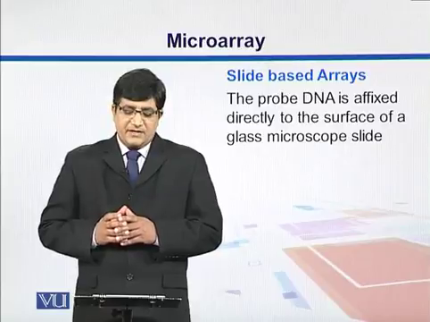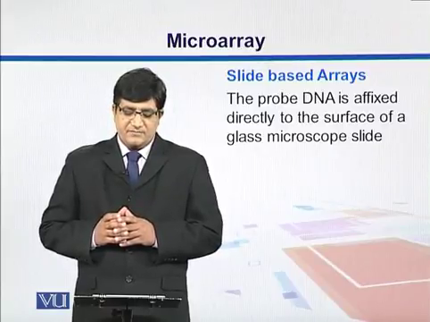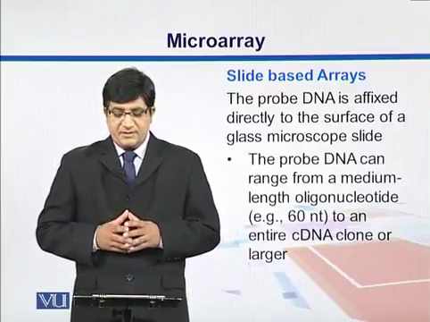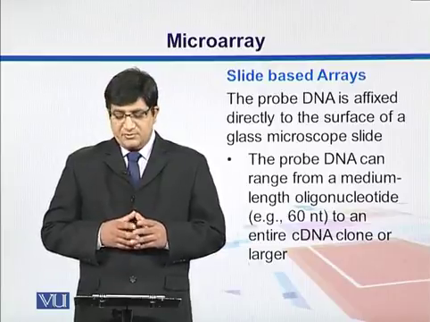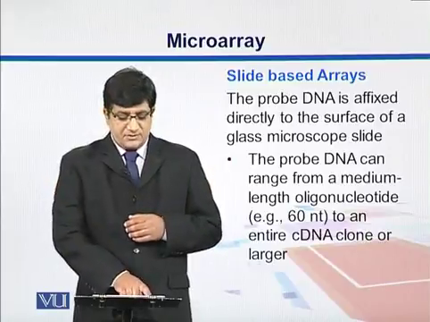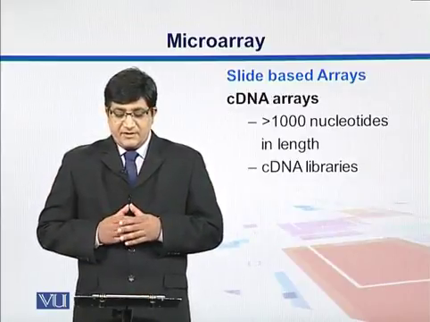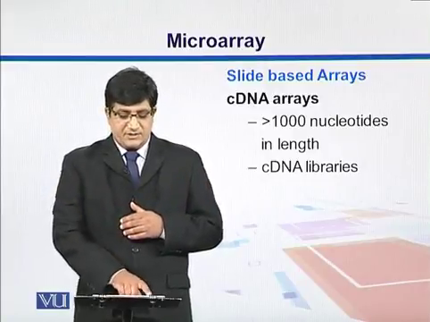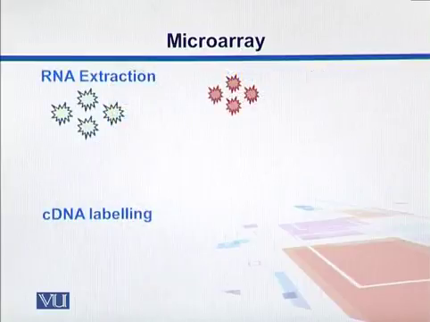Then came the slide-based arrays. The probe DNA is affixed directly onto the surface of a glass slide, and the probe can range from medium-length oligos, so you might have oligonucleotides up to 60 nucleotides, to an entire cDNA clone or larger. You might have over 1000 nucleotides in length in these cDNA arrays, and you can also have cDNA libraries used. In general, this microarray can be divided into basically two steps. Number one is RNA extraction, and the second one is cDNA formation as well as labeling with the dyes.